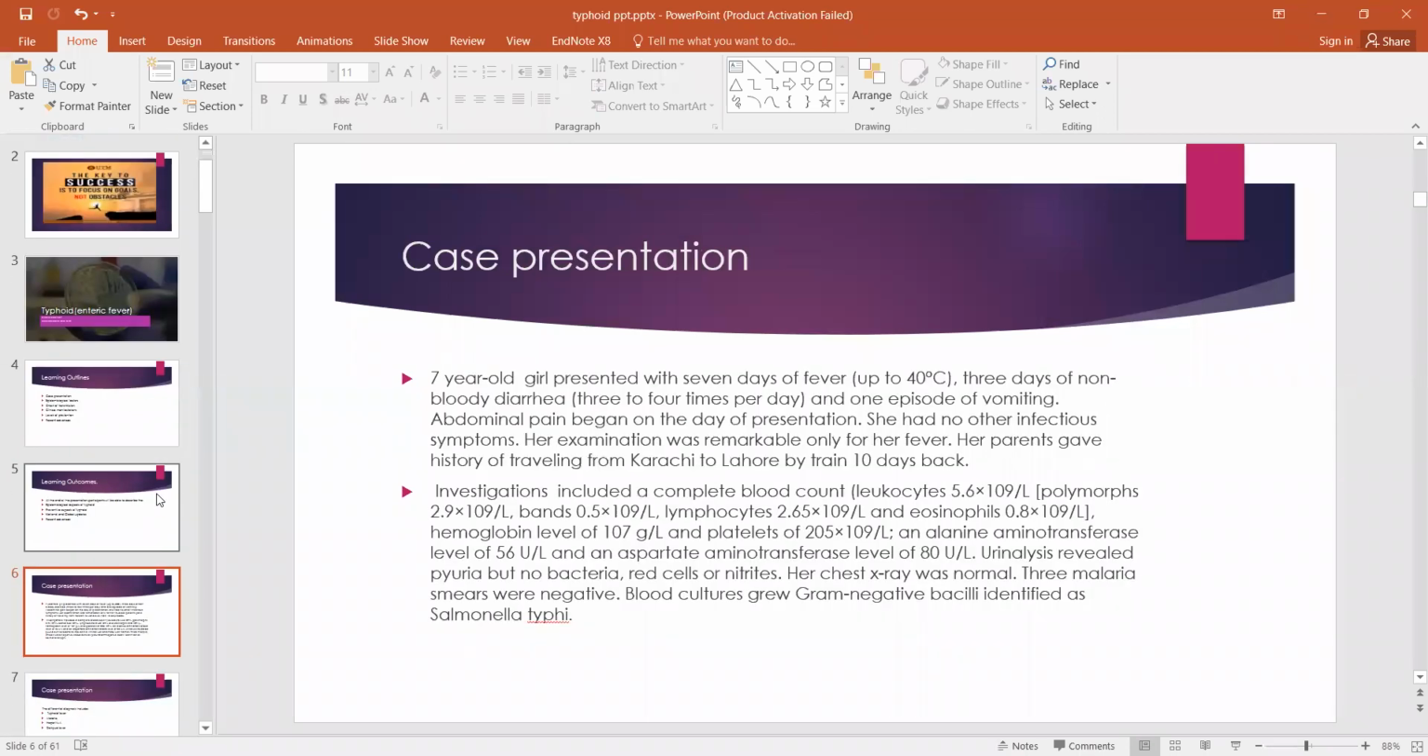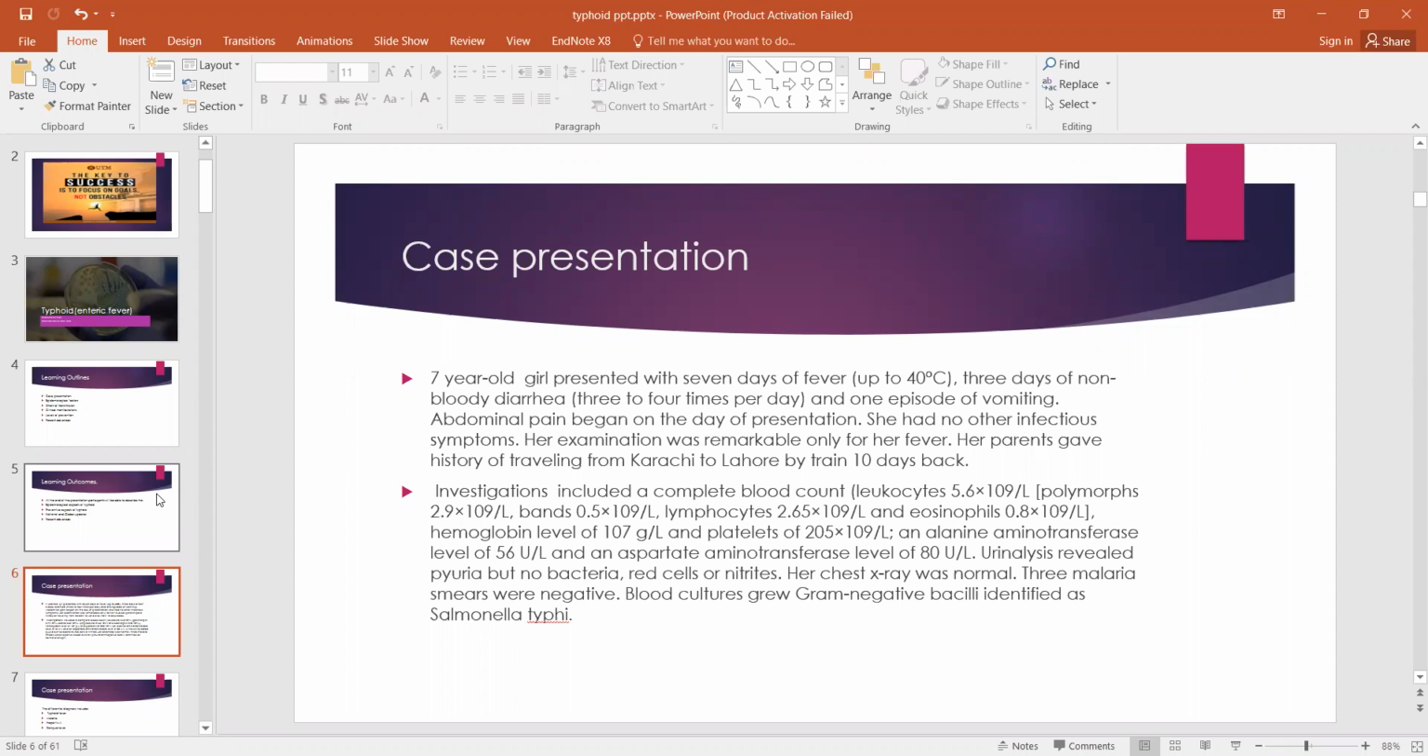First, we present a case. A 7-year-old girl presented with 7 days of fever up to 40 degrees, 3 days of non-bloody diarrhea, and 1 episode of vomiting. Abdominal pain began on the day of presentation. She had no other infectious symptoms. Her examination was remarkable only for her fever. Her parents gave a history of traveling from Karachi to Lahore by train 10 days back.